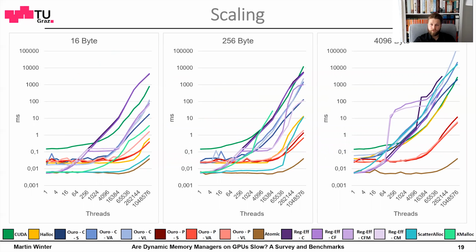Here we can see a snapshot of our test looking at performance scaling, where we tested for all powers of 2 between 16 bytes and 8 kilobytes the performance scaling for 1 to 1 million threads. For 16 bytes, HALOCK is clearly the fastest, followed by HALOCK and page-based Oroboros, and even XMalloc is keeping up. The other approaches show a significantly steeper curve for higher thread counts and are overall slower. For large allocation sizes, page-based Oroboros takes the lead with scatter-alloc and HALOCK slowing down.